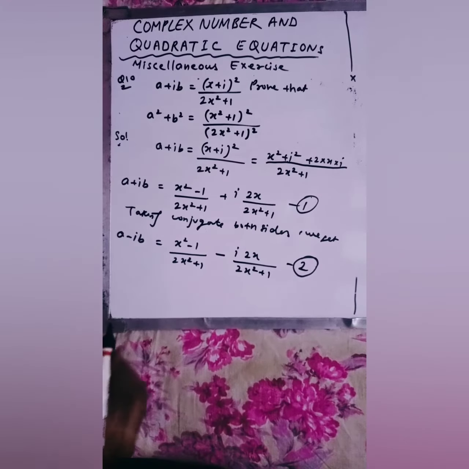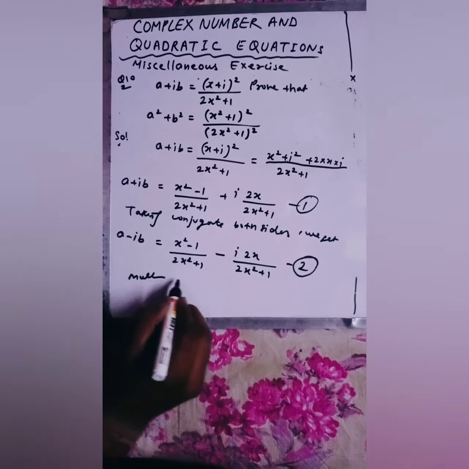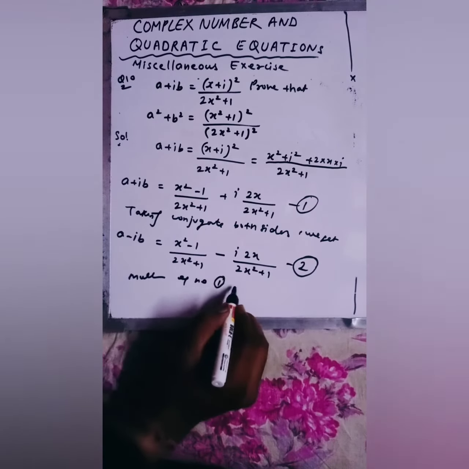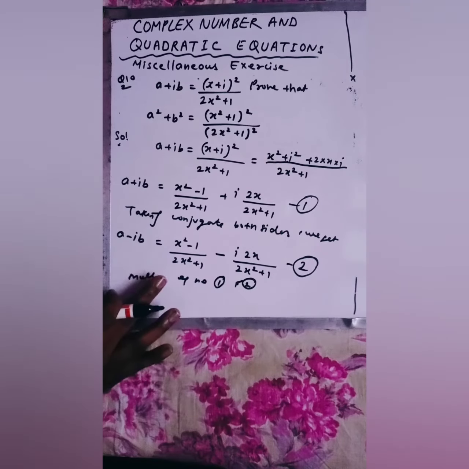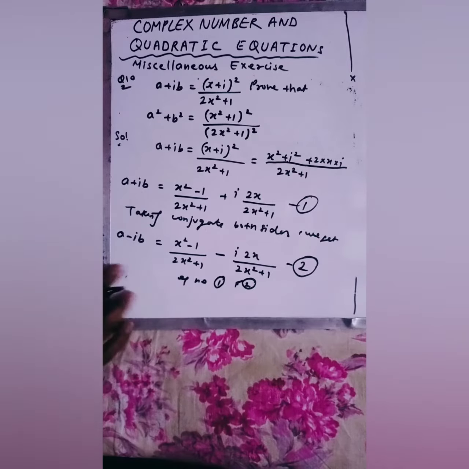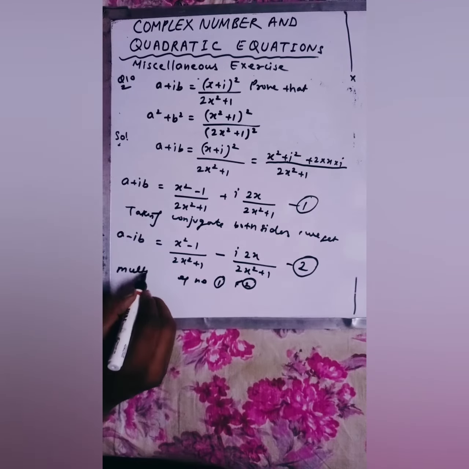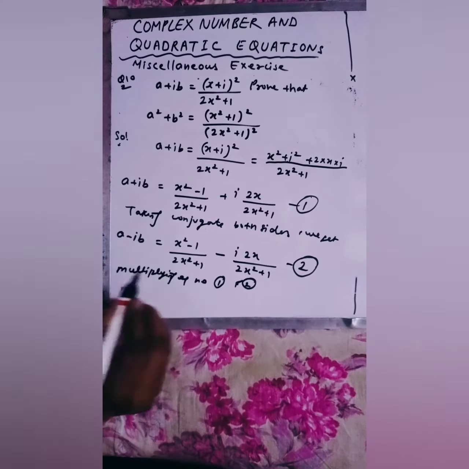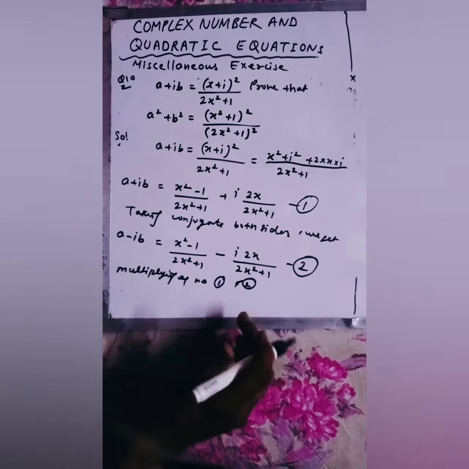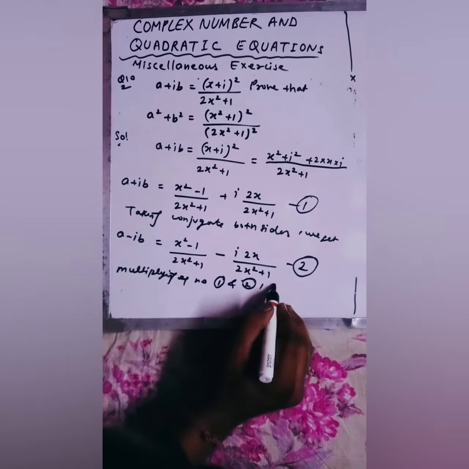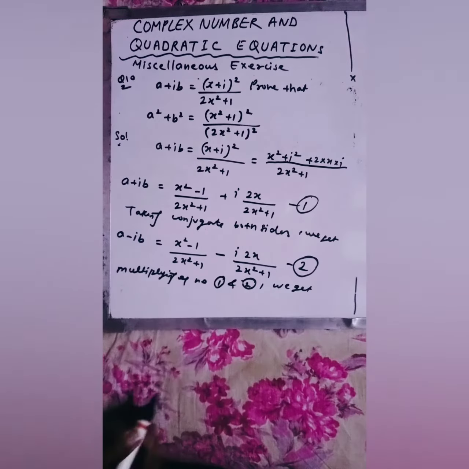Now multiply equation number 1 and 2. I'm not writing this properly, so let me write it. Multiplying equation number 1 and 2, we get... Is it understandable? If you have doubt, you can ask.